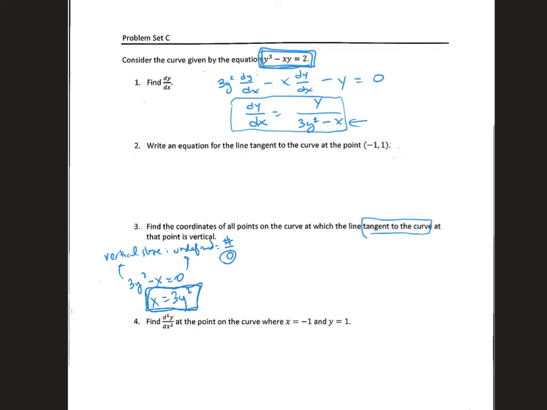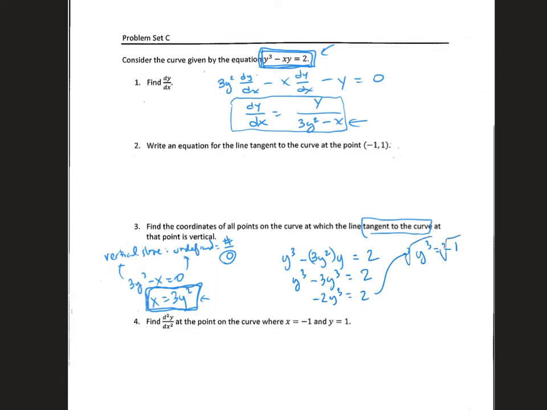So I'm going to take my original function, this original curve, and I am going to replace all the x's in it with 3y squared. So I would have y cubed minus, not x, but 3y squared times y equals 2. And then I'm going to solve for y. So I'm going to multiply out, combine like terms, divide by -2, and take the cube root of both sides.